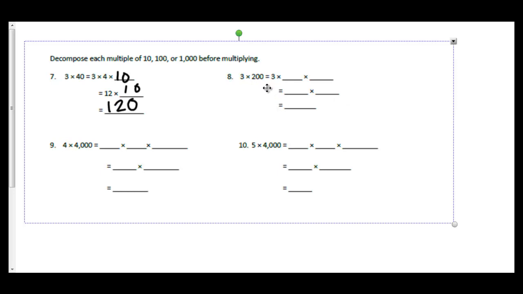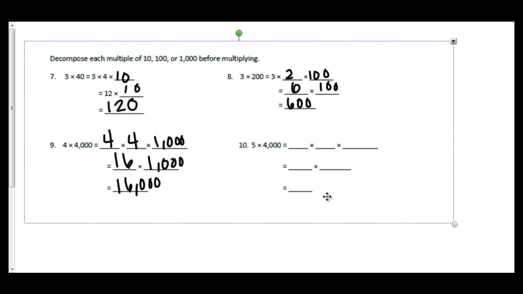So this time, 3 times 200 is the same thing as 3 times 2 times 100. So there's my 200. Now I'm going to multiply 3 times 2, which is 6, times 100, and that gives me 600. So notice the whole point here is to be able to multiply by a multiple of 10. So we're trying to get rid of the 200 and make it just 100. So for this, I'm trying to get to just 1,000. So this is going to be 4 times 4 times 1,000. There's my 4,000. So 4 times 4 is 16 times 1,000, which is going to give me 16,000. See if you can do this last problem by yourself and check back to see how you did.